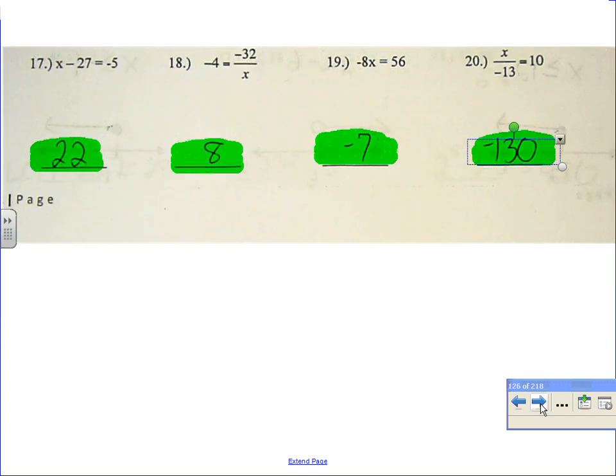17 is 22. 18 is 8. 19 is negative 7. 20 is negative 130. Okay, Camille? Okay. Ben?